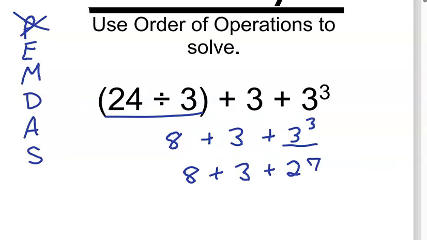All right, so then at this point, we just have addition. We know if we add 3 to 27, that gives us 30, and then 30 plus 8 would be 38. So for solving this one, the order of operations, we would end up with 38.